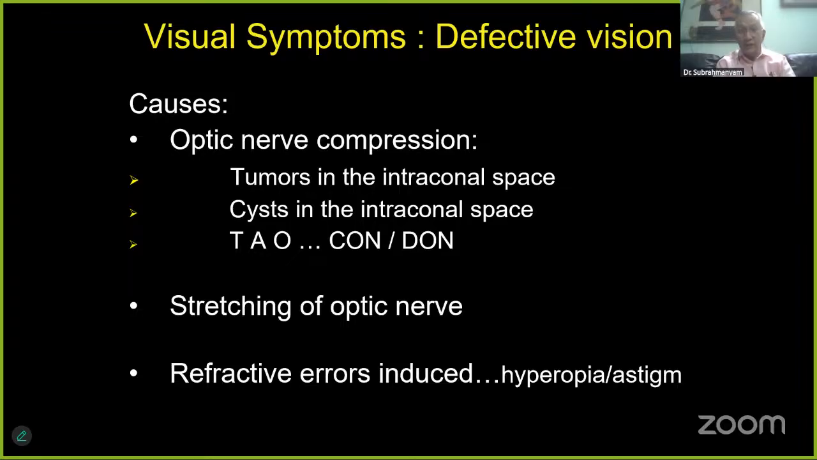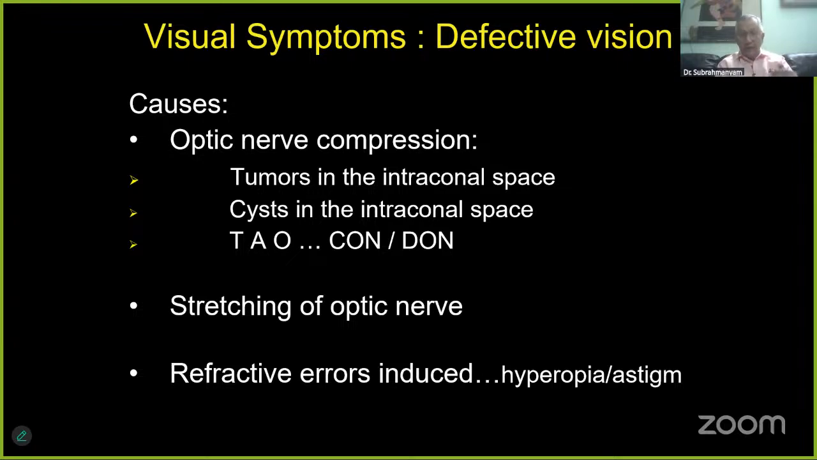More common than these two is thyroid-associated orbitopathy, with the enlarged extraocular muscles compressing the optic nerve, leading to compressive optic neuropathy or dysthyroid optic neuropathy. The other cause is severe proptosis leading to stretching of the optic nerve, which is evident as a denting of the posterior segment on the CT scan.